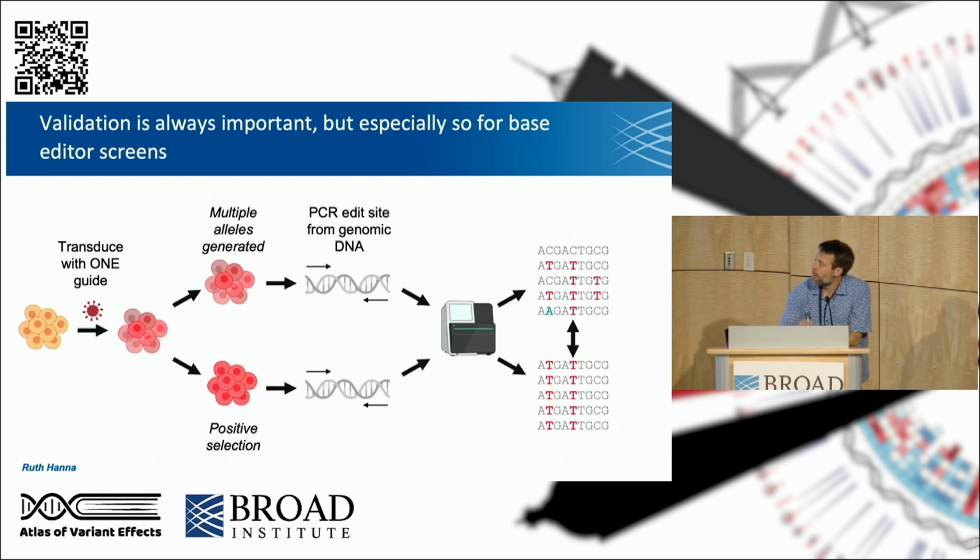So to do that, one pretty straightforward validation approach is you now take your one guide, you introduce it into your cells, and then you apply the same selective pressure. So it's the exact same assay that you did in the primary screen, but then you sequence the alleles that come out at the end, and you see what actual alleles are enriching in the context of the selective pressure.